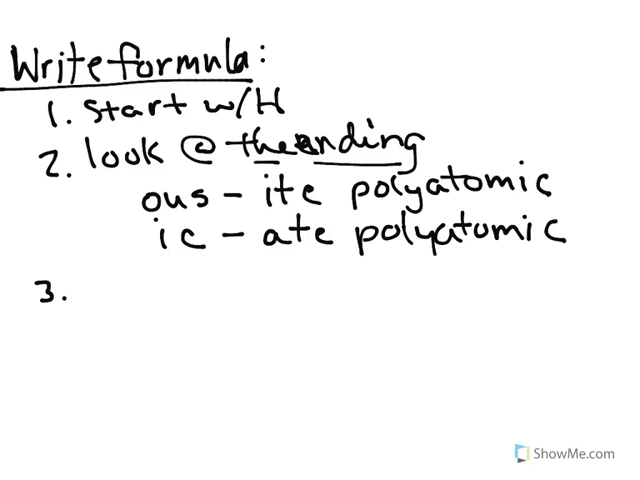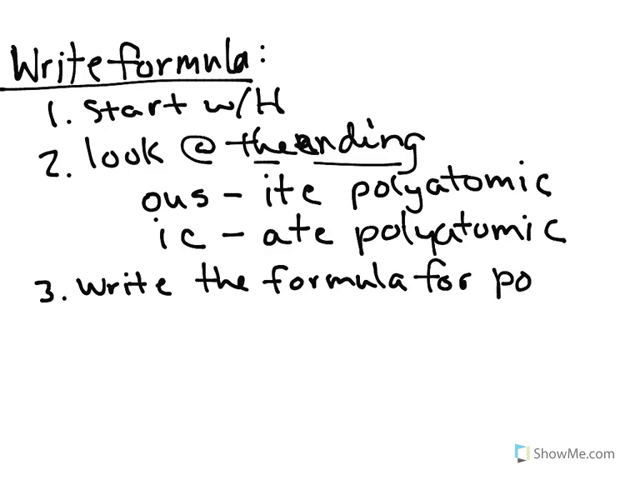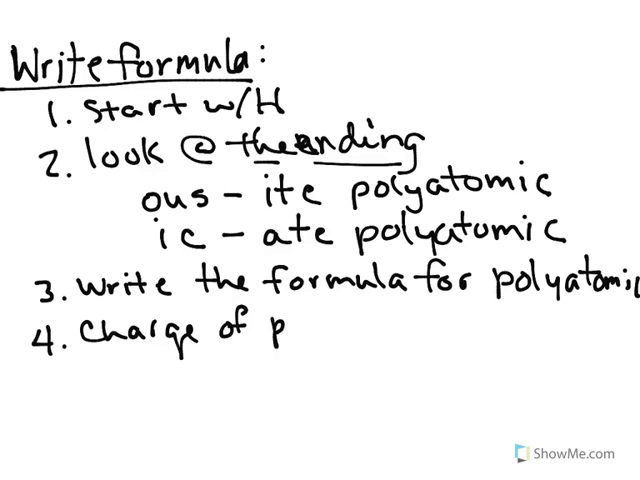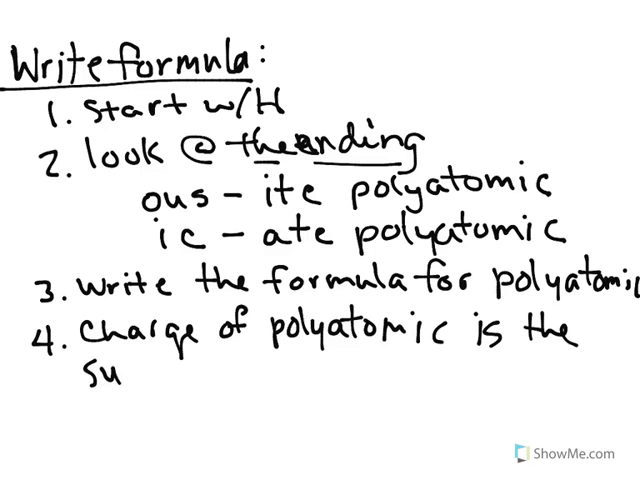So once you figure out which polyatomic ion it is, you write the formula for the polyatomic. The charge of the polyatomic is the subscript, the little number at the bottom, for the hydrogen.